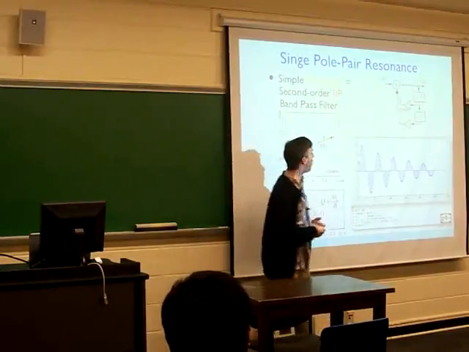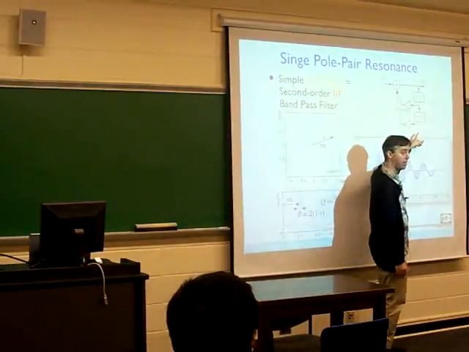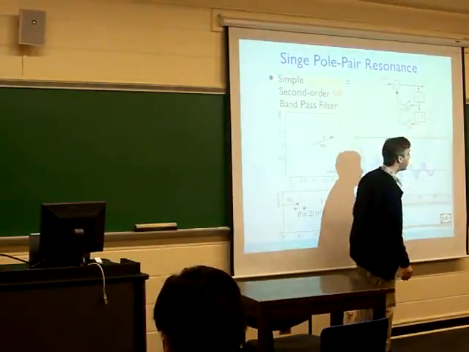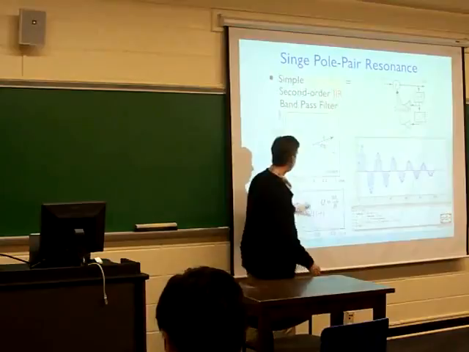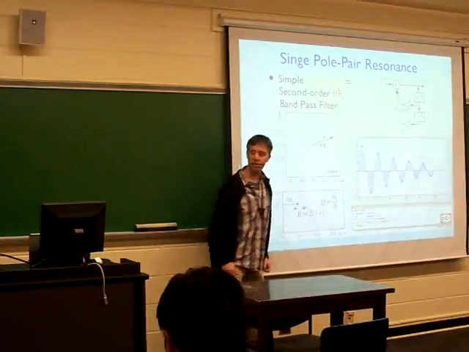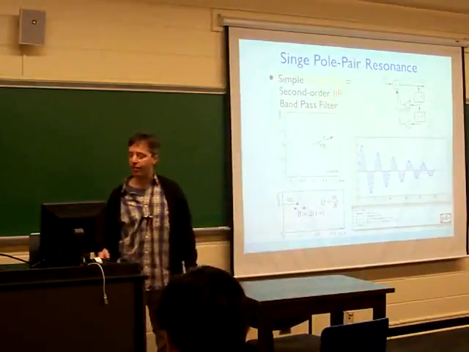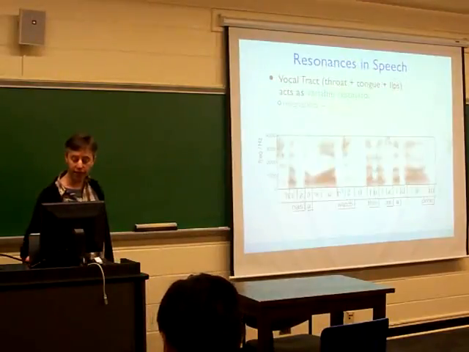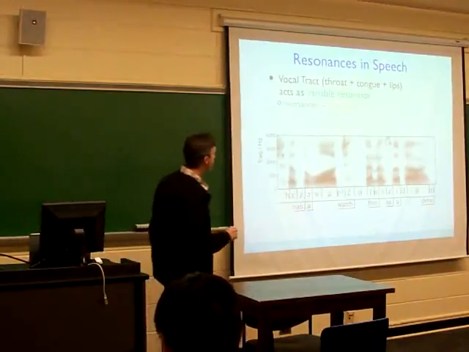Okay, but that's why these things are cheap, because we only need 2 delays and a couple of multiplies to build a single resonance. It's a bandpass resonance like this. And then, of course, we can add several of these to get multiple resonances, which is what we need for a good model of the human voice. So what's going on in the human voice?